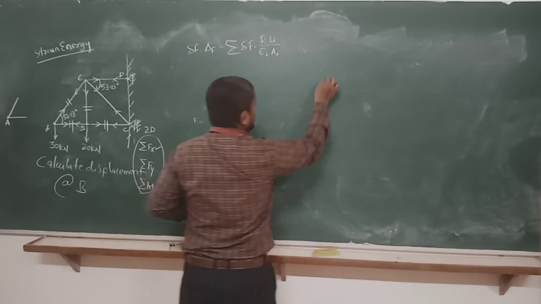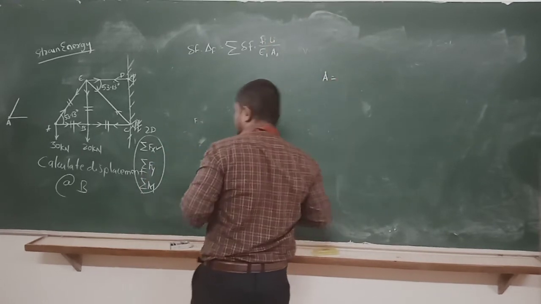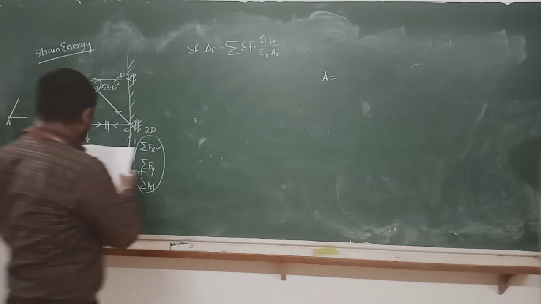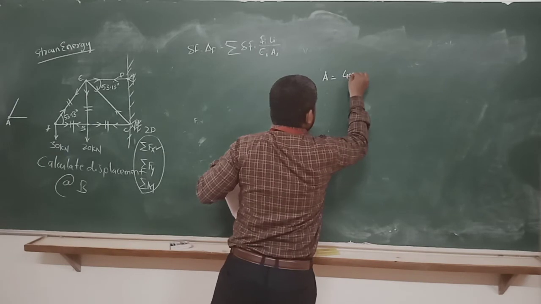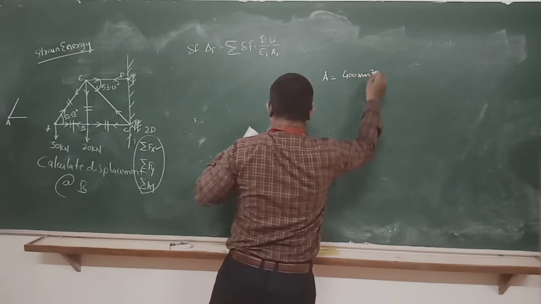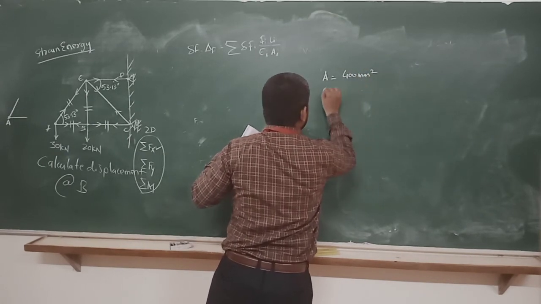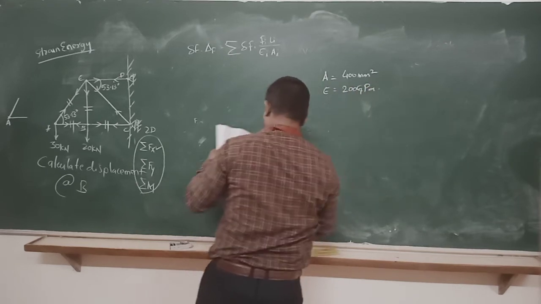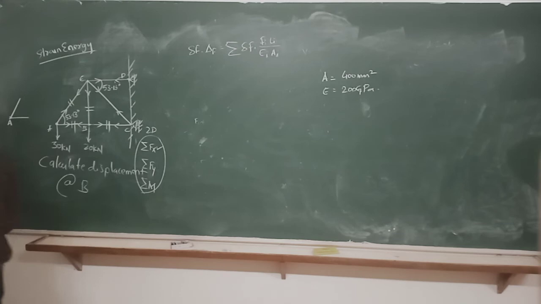So they have given the area as constant. In the problem statement they have given the area as 400 mm square in all the members, and E they have given as 200 GPa.